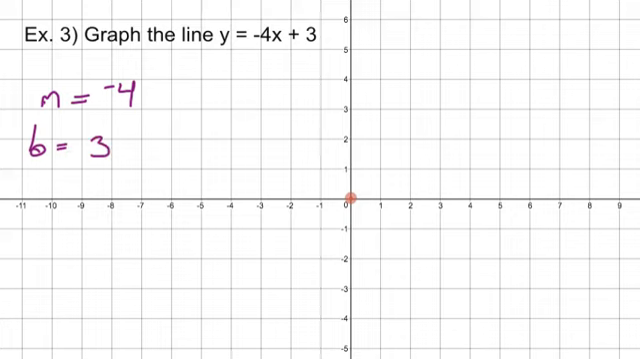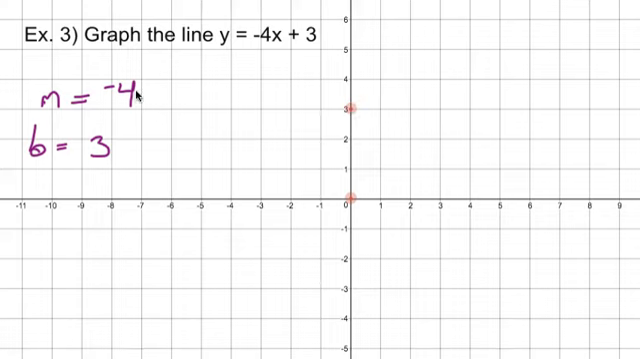So from this, I can now go plot my y-intercept. Plot just means to put a point down on a graph. And I'm going to put that at 3 on the y-axis.